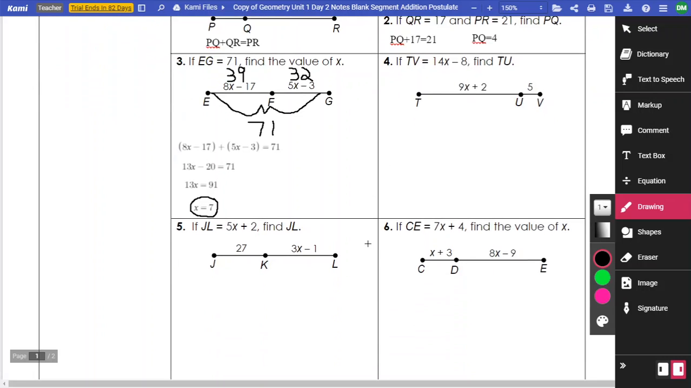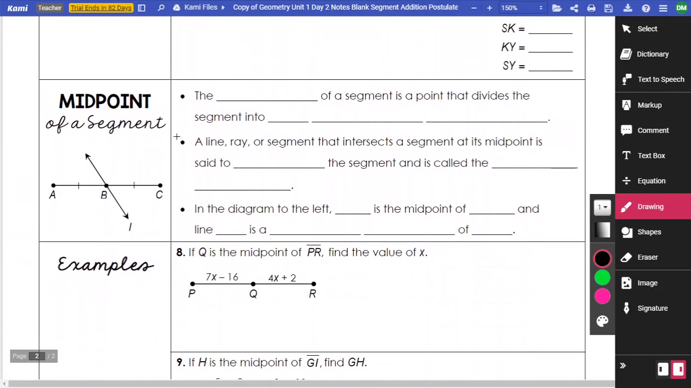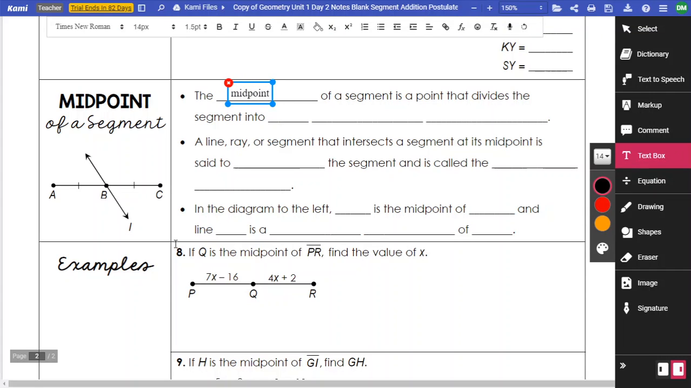Now that you've done that, we're going to move down on the notes, and we're going to look at one more concept today, and it is called the midpoint of a segment, and the nice thing about it is it's exactly what it sounds like. So the midpoint of a segment is a point that divides a segment into two congruent segments.